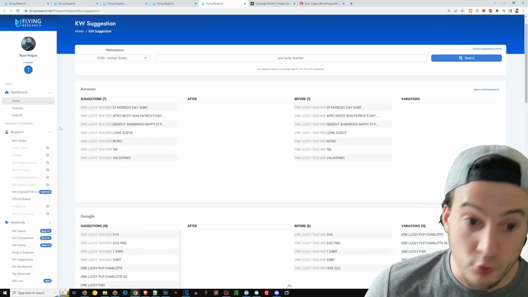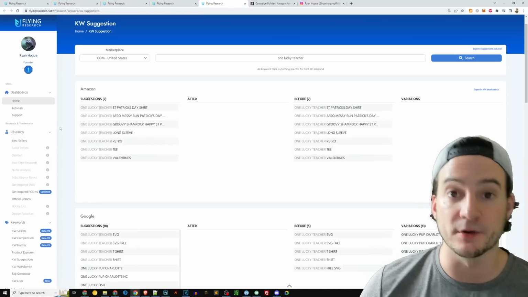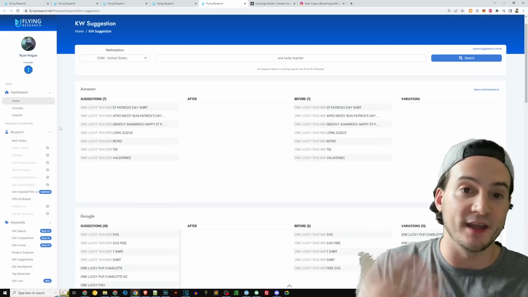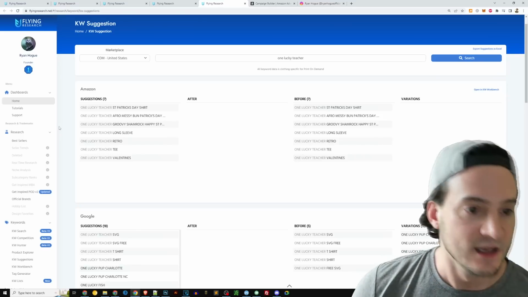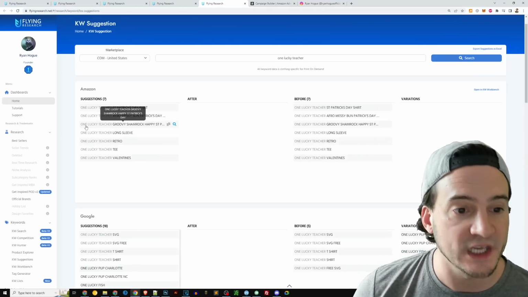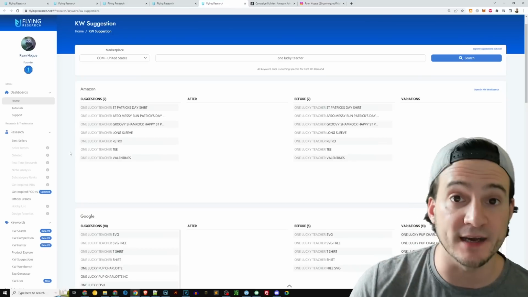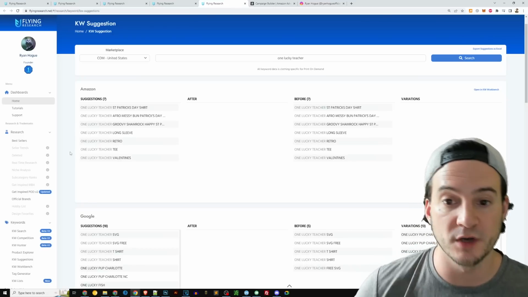One lucky teacher groovy shamrock happy St. Patrick's. Okay, there you go, working in the groovy angle. We know that that's been trendy for over a year now. I feel like the groovy, the wavy text. One lucky teacher long sleeve, one lucky teacher retro, one lucky teacher Valentine's. Another cross niche. Maybe you wouldn't have thought of that.